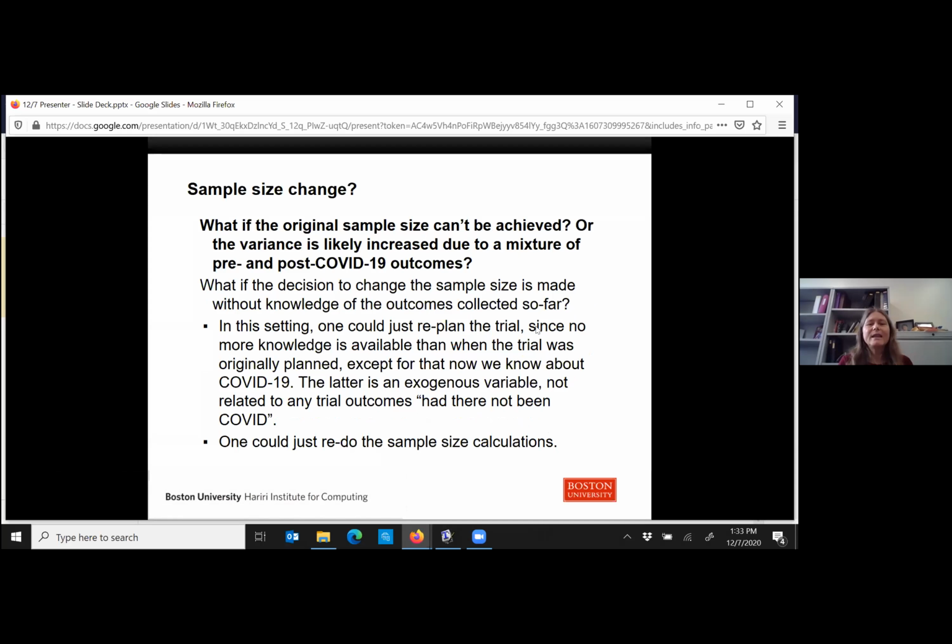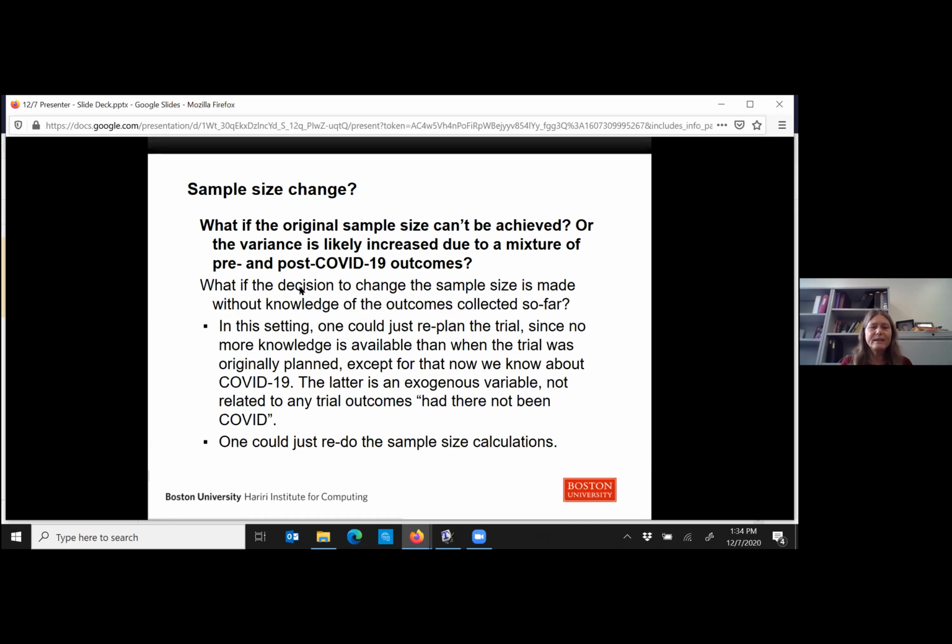The next thing that might happen is if COVID-19 struck just before the end of follow-up, but earlier, it is possible that the original sample size can't be achieved. It is also possible that people may want to increase the sample size if they feel that the variance is likely increased due to a mixture of pre- and post-COVID-19 outcomes.